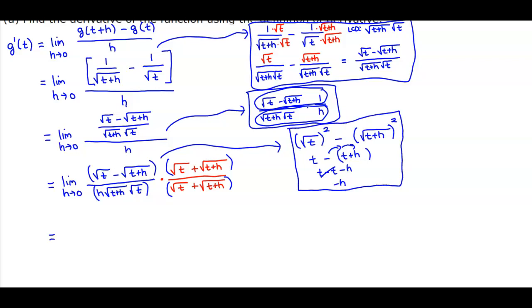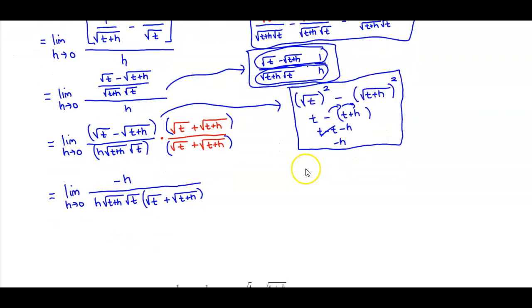So we have the limit as h approaches 0 of negative h divided by, in the denominator, we have h times the square root of t plus h times the square root of t times the quantity, the square root of t plus the square root of t plus h.